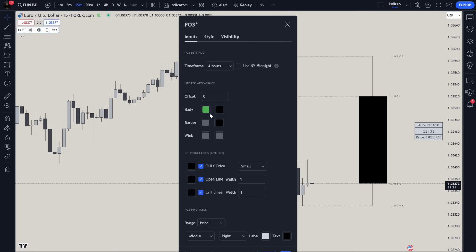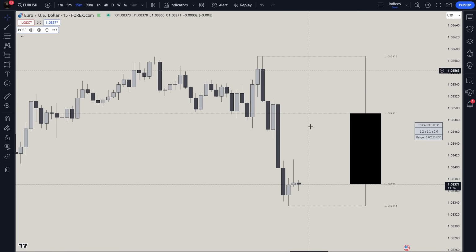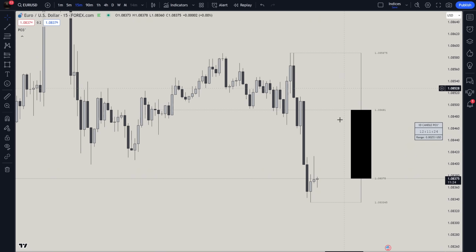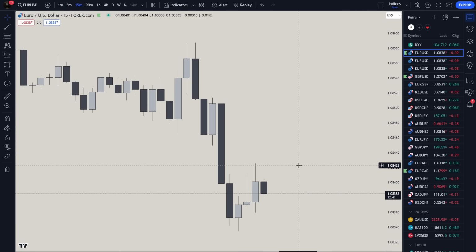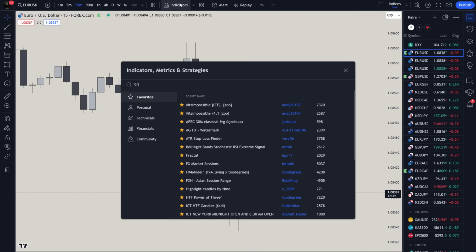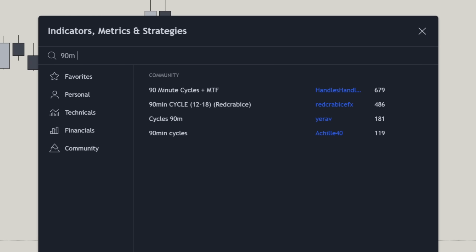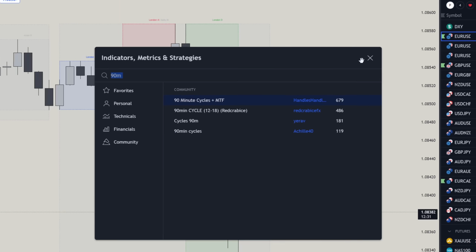Now, by default, it's on the daily. So you could actually look at the power of 3 on the daily time frame. This is how it looks on the daily time frame. And you see, it looks very simple, and it is very simple to use, but it's very beneficial. The last indicator we have for today is one that is interesting. So just go with 90-minute, and you're going to see this one, 90-minute cycles and multi-time frames.